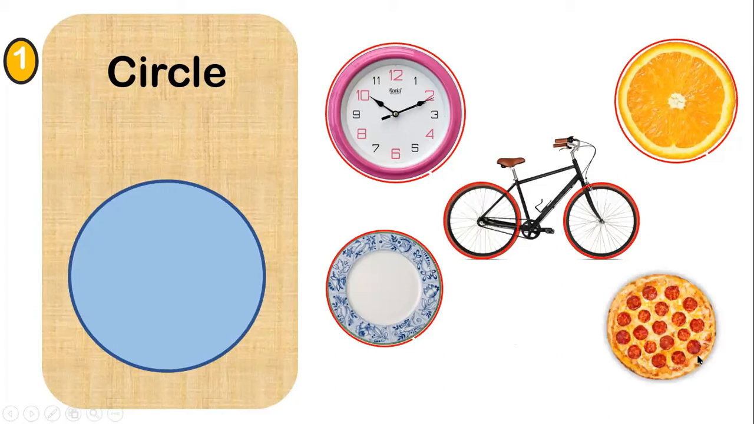Look at this pizza. You see that it is in a circular form. Okay, so these are some of the objects that are in a circular form. So we call this a circle. All right, let's look at number 2.